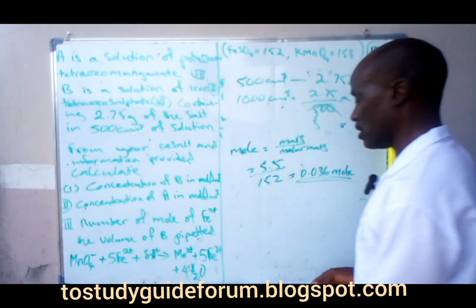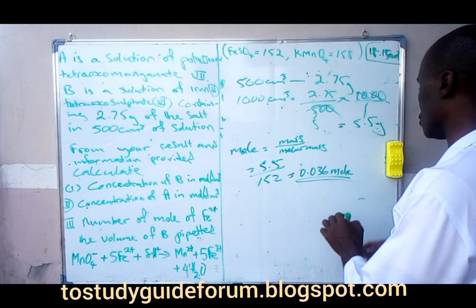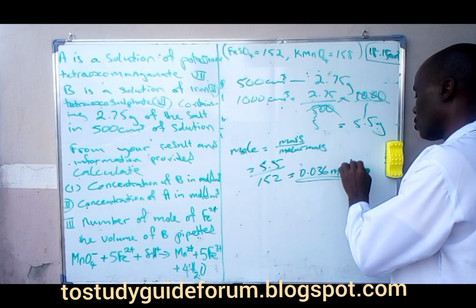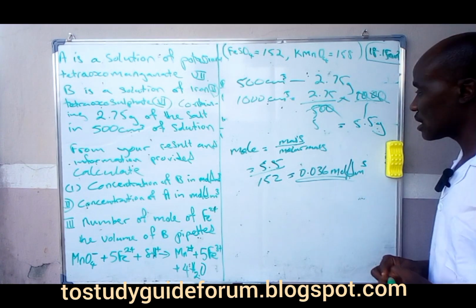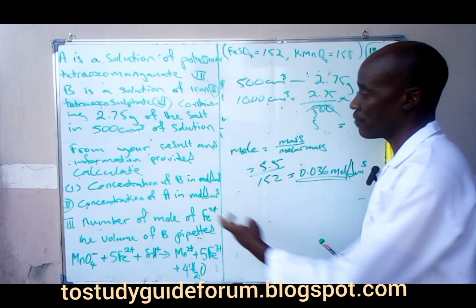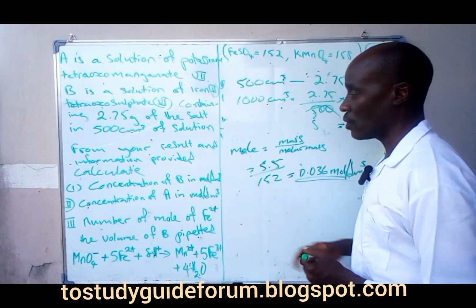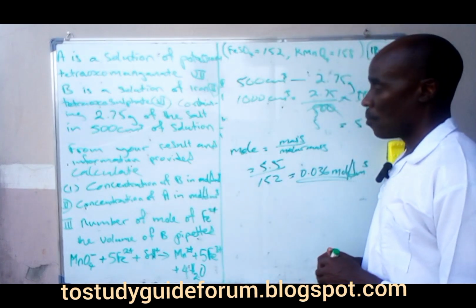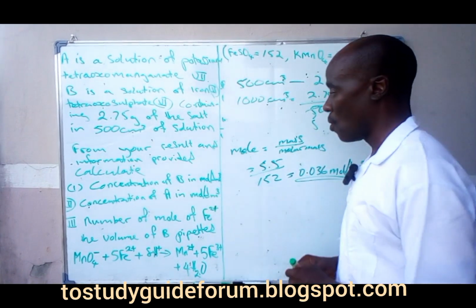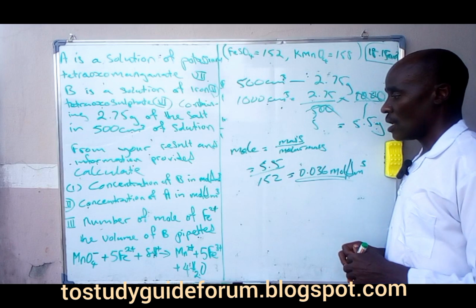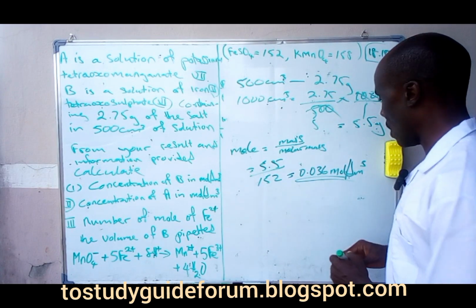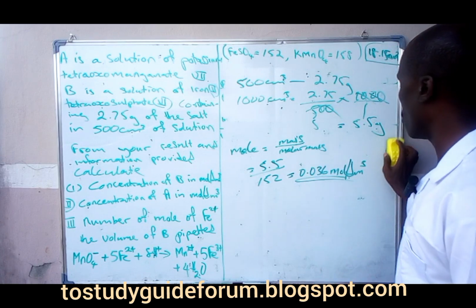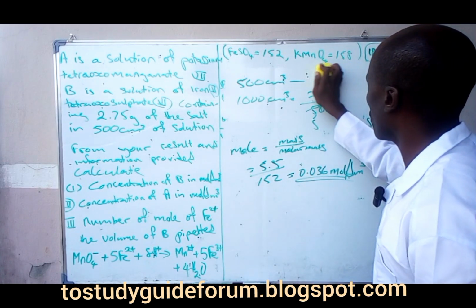Then we can say mole per dm cube, because everything is believed to be what? In solution. We can say mole per dm cube. Now, what next are we going to do? We have been able to solve the first question here. Now we have the molar concentration in mole per dm cube of B.